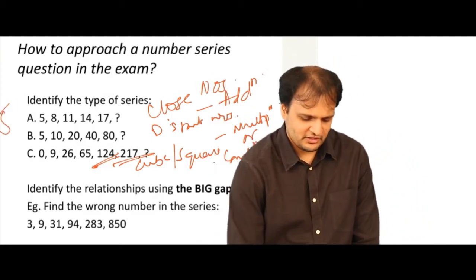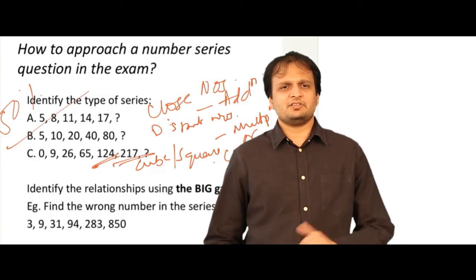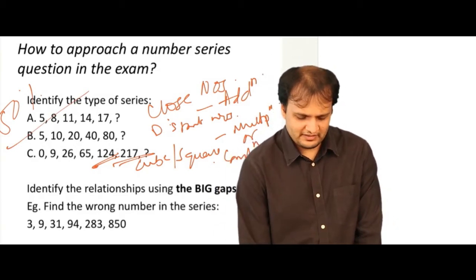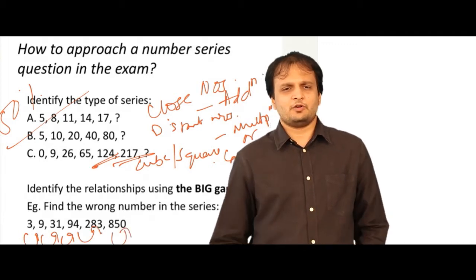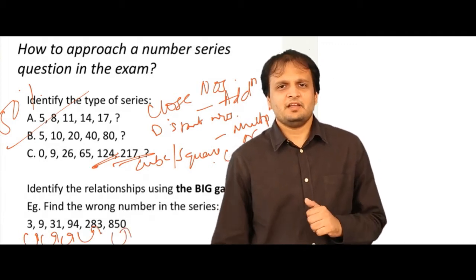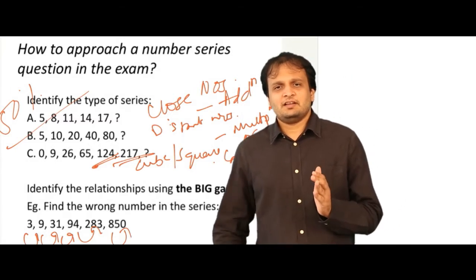So if you do this, 50% of your job is complete. So now let's go to the next 50%. How to identify the relationships between these numbers? That is the question, right? If I am able to figure out these relationships, I will get the answer. So how to do this?